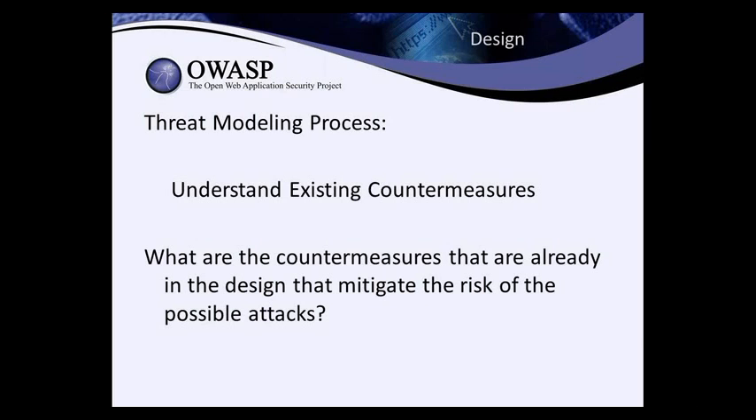It's really important to have an understanding of what the existing countermeasures are that we're going to apply in our application. We're just in the design process now. There's no code, but we know we're going to have countermeasures here. So what are the countermeasures that we know we're going to use that are going to mitigate the risk of any of this list actually working?